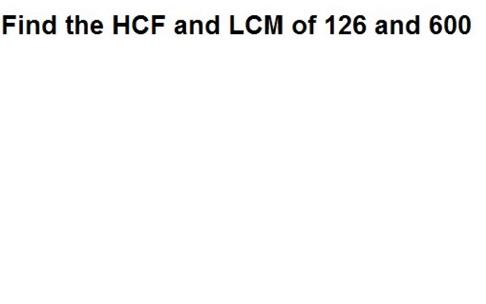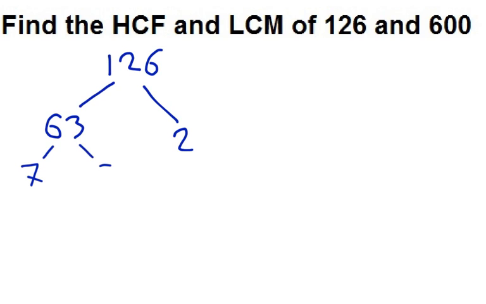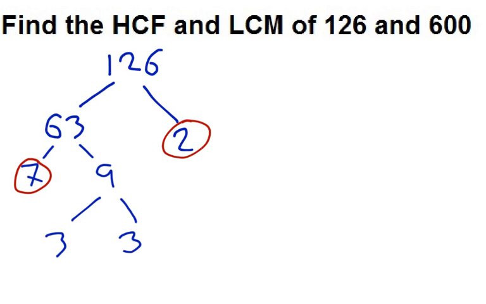Now let's put all of this into practice on a slightly bigger pair of numbers. First thing we need to do is break 126 and 600 into their product of primes. So 126 is 63 times 2. 63 is 7 times 9, I forgot to circle that 2 up there, and that's 7, and 9 is 3 times 3, and they're all primes, we've reached the end.